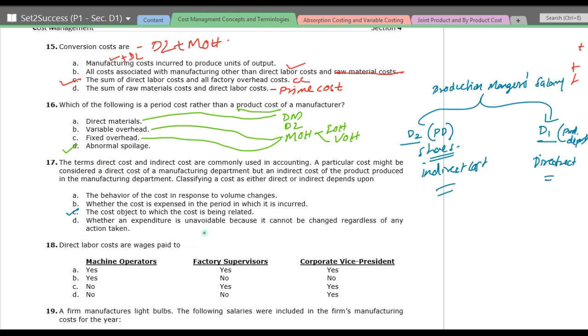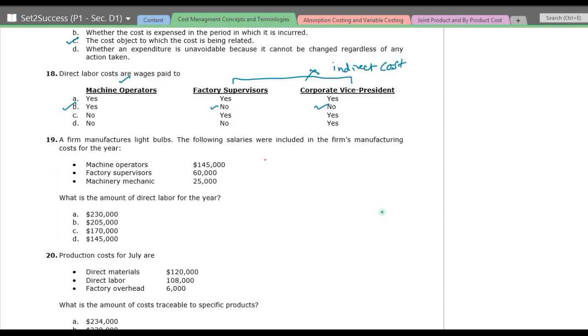Now, direct labor costs are wages paid to... What are direct labor costs? Direct labor costs are the costs that are identifiable with the finished product. So machine operators' cost can be identified with the finished products. So this is yes. Factory supervisor salary and corporate vice president salary are not identifiable with the production of a specific finished good. So that's why they are indirect costs. So the correct option is yes, no, and no. Next.